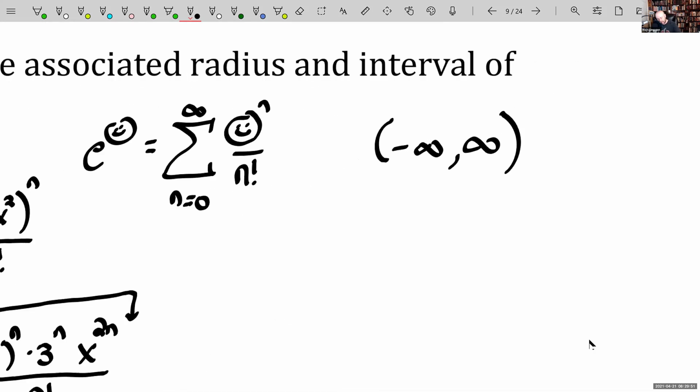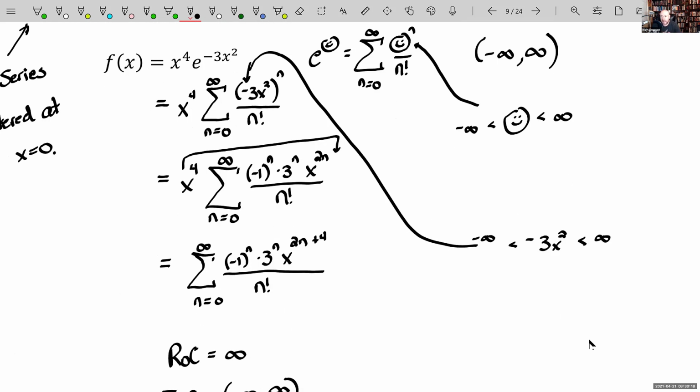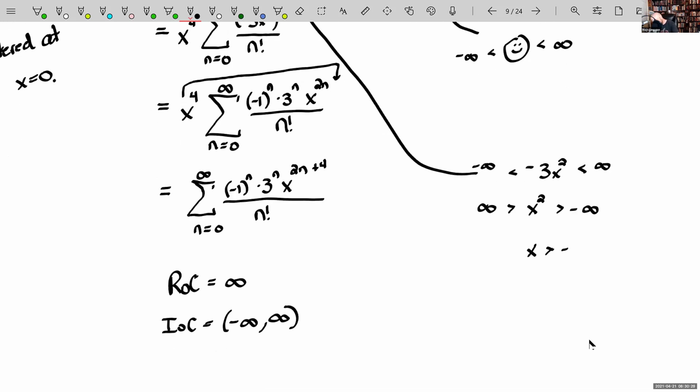Another way you could think about this is that the original power series will converge if happy face, terrible happy face, is between negative infinity and infinity. Well, our happy face in this case is a negative 3x squared, and that has to be between negative infinity and infinity. If you divide both sides by a negative 3, and take the square root of both sides, well, you can't take the square root of negative infinity, but whatever, still. It actually ends up being positive, doesn't it? But it's okay, because it's still between negative infinity and infinity. It still will converge no matter what. Right?